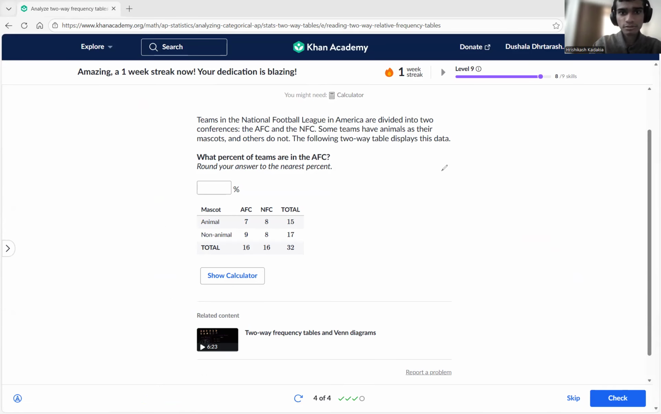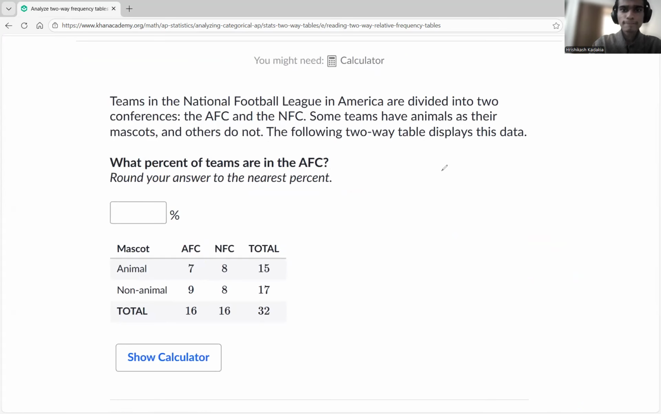Okay, teams in the National Football League, the NFL, in America are divided into two conferences, the AFC and the NFC. Some teams have animals as their mascots, and others do not. The following two-way table displays the data. What percentage are in the AFC? AFC and NFC are just two conferences. We're just asking what percentage of teams are in the AFC, so it doesn't matter whether they have an animal mascot or not.